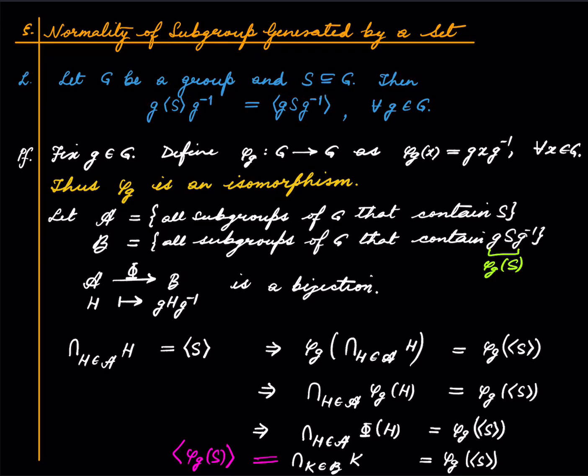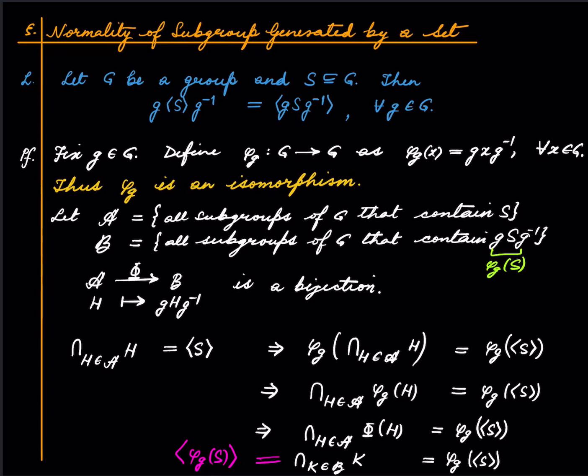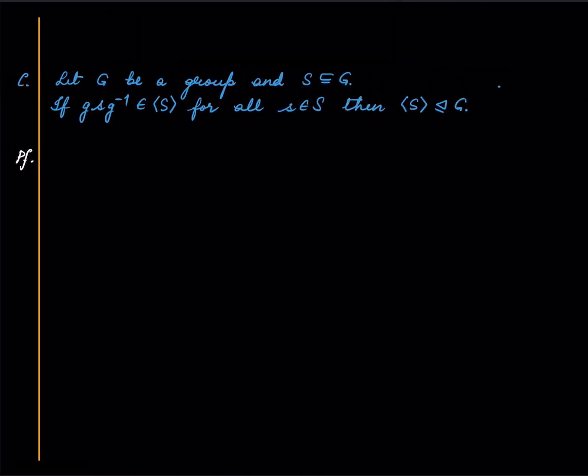All right, so this may look like a complicated thing, but it is not. All we are using is the definition that the subgroup generated by S is the intersection of all the subgroups which contain S, and just exploiting the fact that this thing is the image under an isomorphism, which is this isomorphism. That's all we are doing. You can work it out for yourself, but this is a full argument. All right.